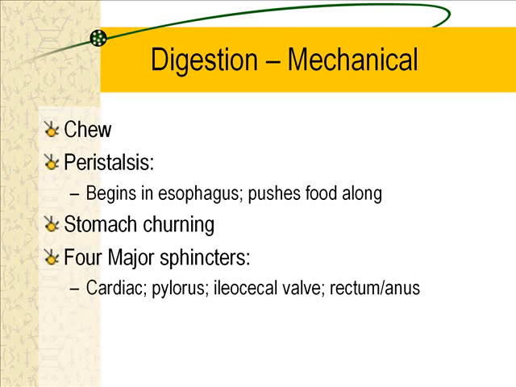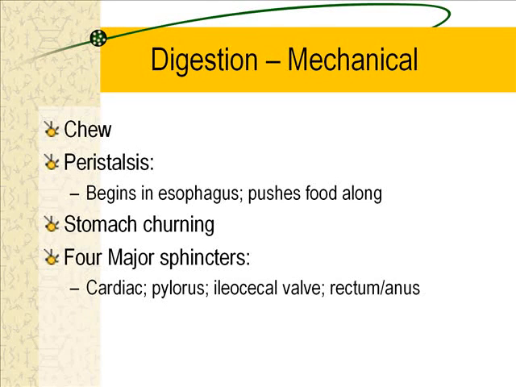Peristalsis takes place all the way throughout the GI tract, from the esophagus all the way down to the large intestine. We have the stomach, which is a large, very strong muscle, and it churns the food and also breaks it down into smaller particles. We call that mixture, or that paste that ends up in the stomach, chyme.